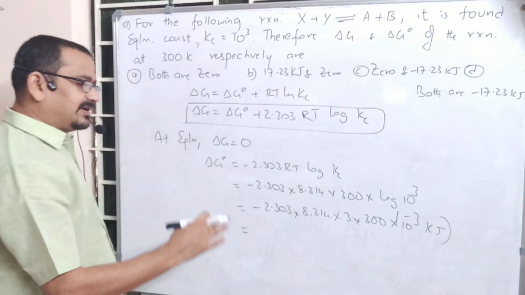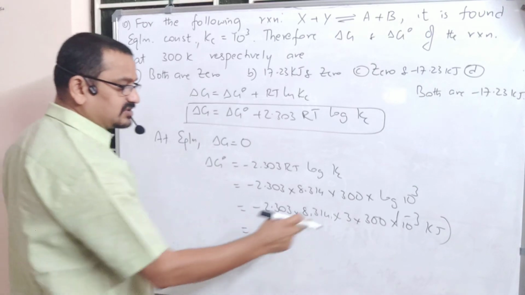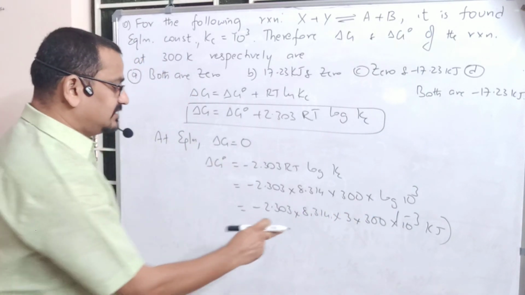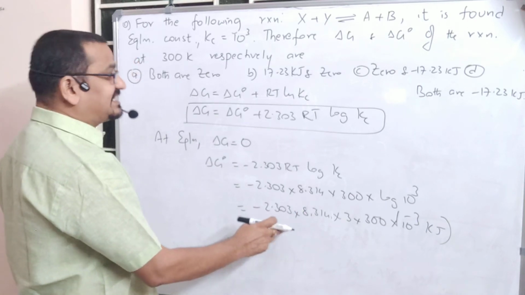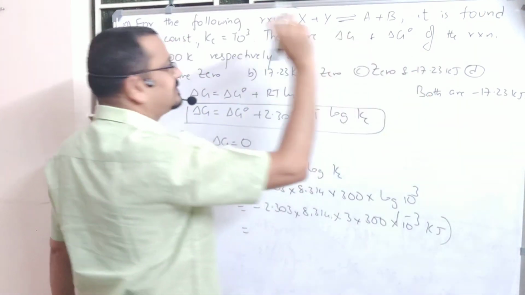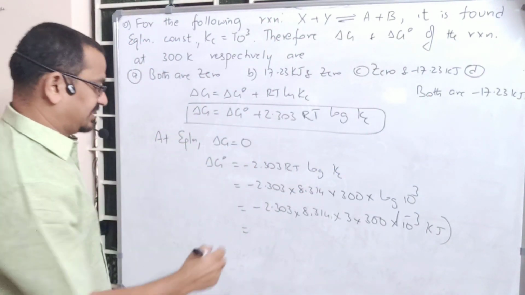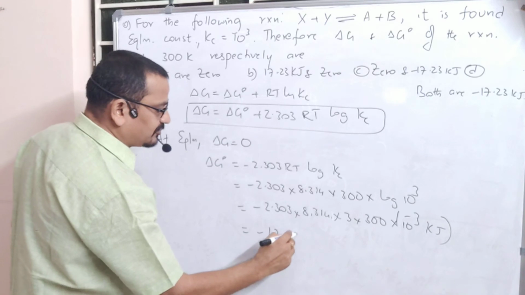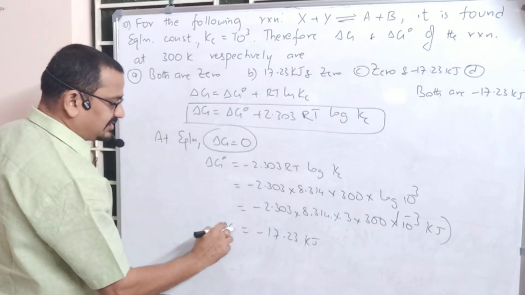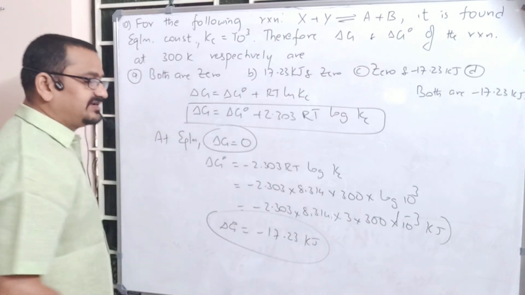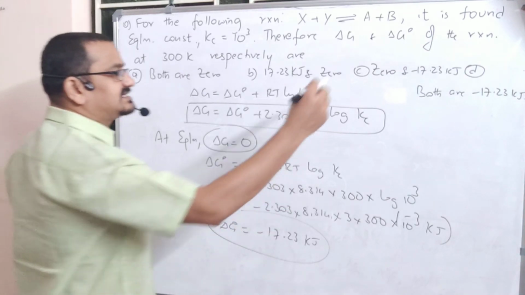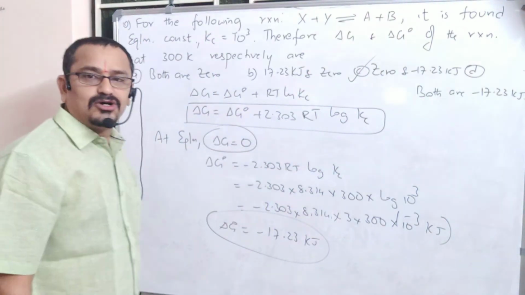Now, the product will be an approximation. We have to come to an approximation. This is 900 into 10 power minus 3, 0.9. 0.9 means nearly 1. So, 8 into 2, 16. Minus 16 something, so minus 17.23, approximately. So, it is minus 17.23 kilojoules. Delta G is 0 and delta G naught is minus 17.23. In which option can these values be noticed? 0 and minus 17.23. It is option C.